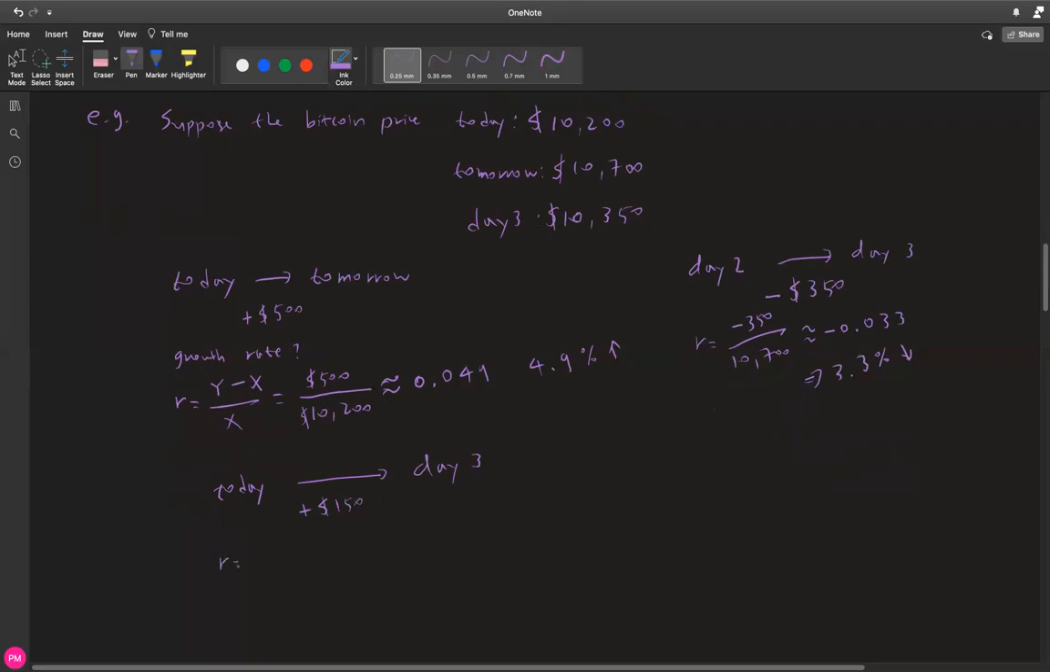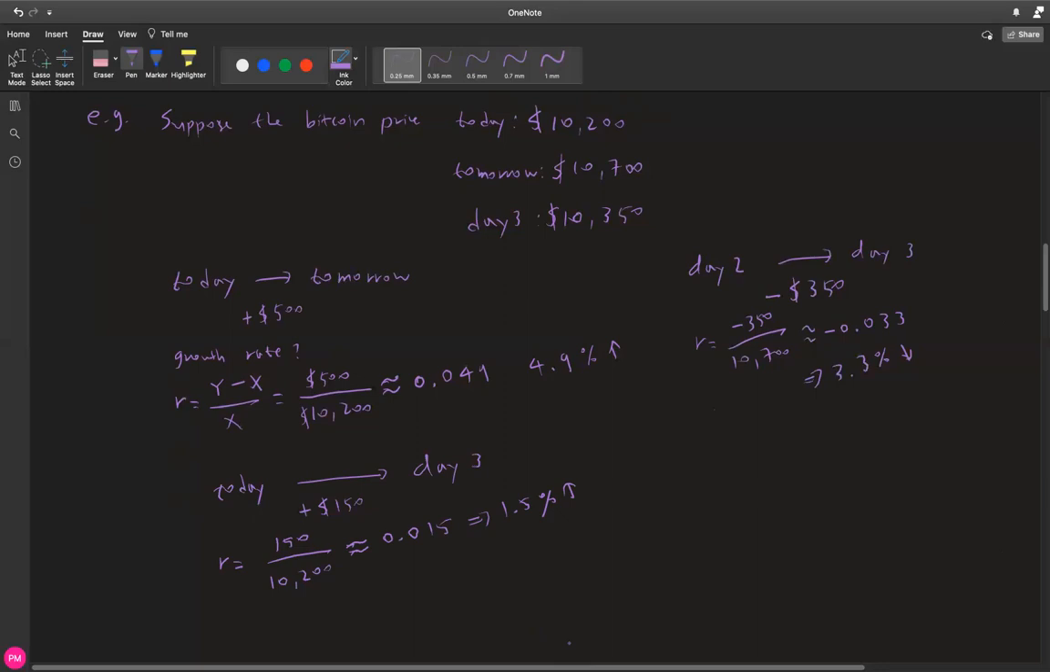The growth rate here is the difference, which is 150, divided by the baseline, which in this case is the initial value at today's rate. That's approximately 0.015, and hence that's only a 1.5% increase. Does that make sense?